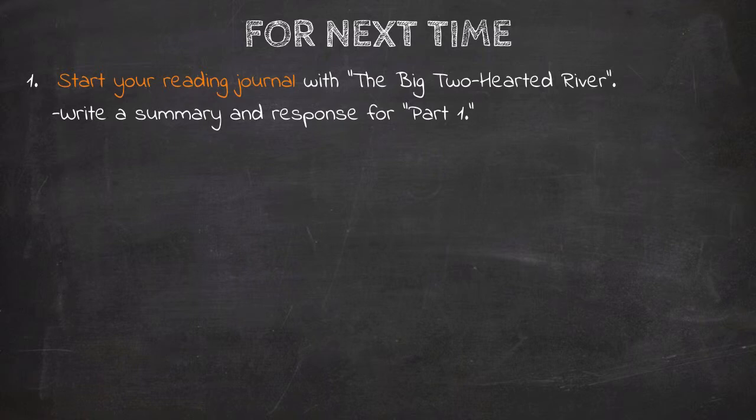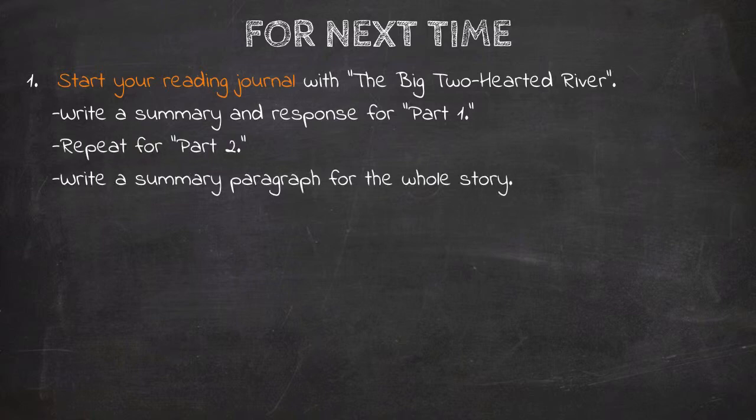You've already read the story, so now write a summary and response for part one. Then do the same thing for part two. And when you've completed both of those, then go on and write your summary paragraph for the whole story. Now, some of your analysis will probably be affected by my analysis, but feel free to agree or disagree with me in your story. Just have a good reason for it, and then write down your own thoughts in your own words in your reading journal.